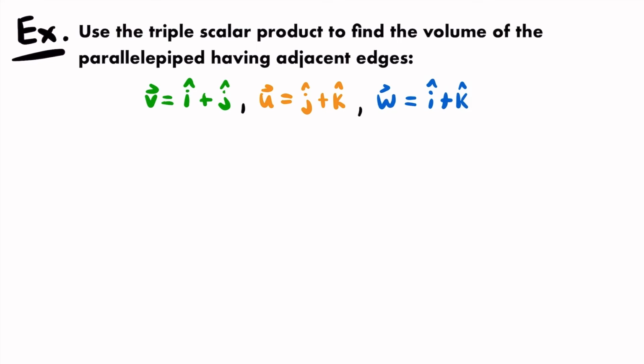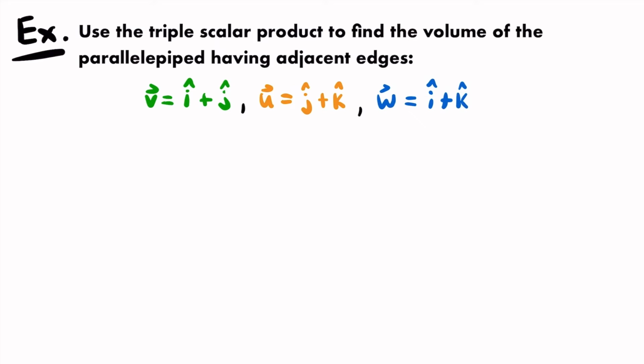All right, so here's our next example. We want to use the triple scalar product to find the volume of the parallelepiped having adjacent edges defined by these vectors. Vector v is equal to i plus j, vector u is equal to j plus k, and vector w is equal to i plus k.